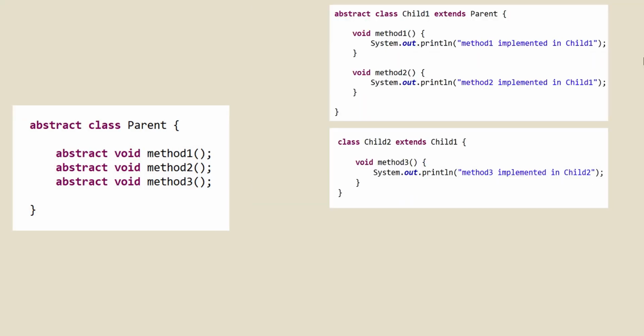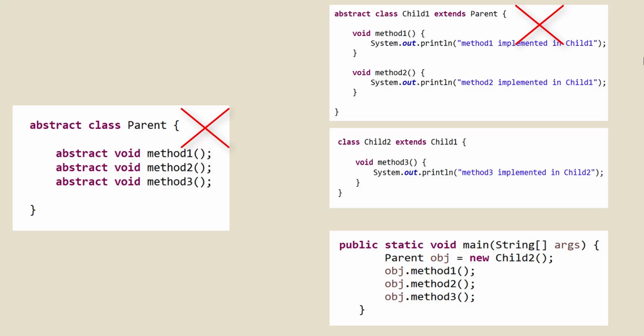In the runner class, we need to create the object of the final subclass in our structure. We cannot create an object of an abstract class. So we cannot create an object of parent, and we cannot create one of child1 either, because both child1 and parent are abstract, and abstract classes cannot be instantiated. To call method 1, method 2 and method 3, we can create the object of the final child in our structure, that is child2.